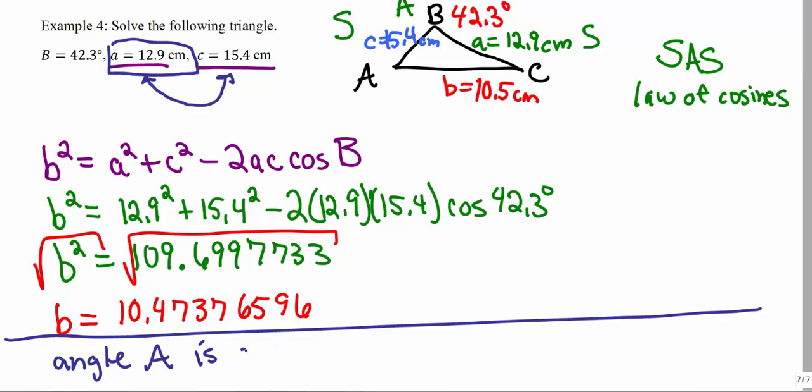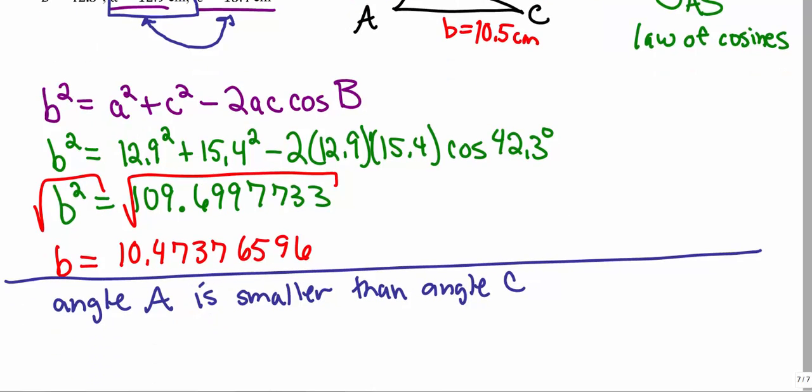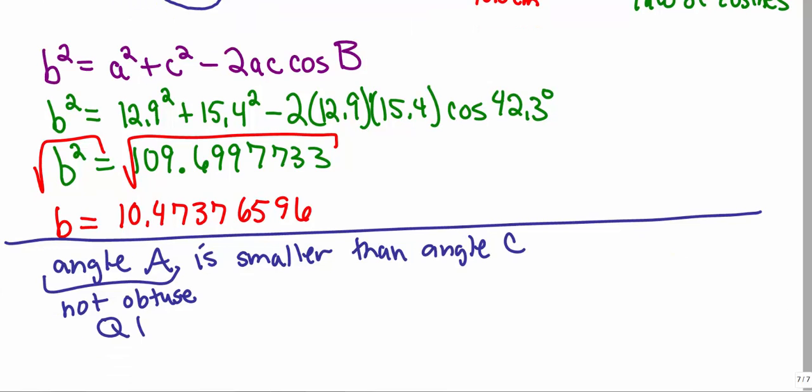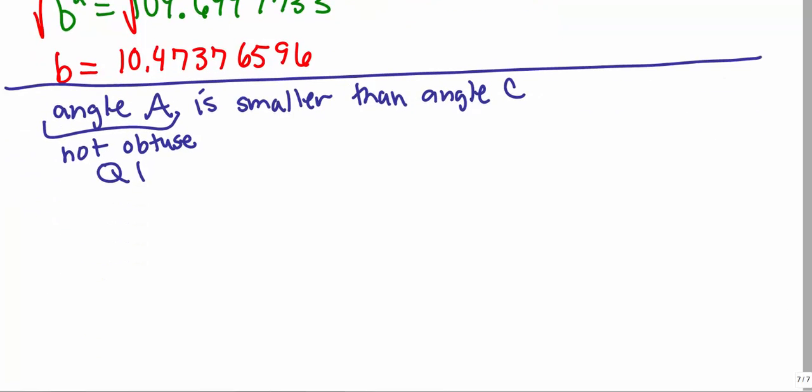So because we know angle A is smaller than angle C, of course that means that angle A is not obtuse. So C could possibly be obtuse, but A we know for sure is not obtuse. And that means that it has to come from quadrant 1. So when we use the law of sines, there will be no ambiguity. So since we're solving for angle A, we're going to use the law of sines.